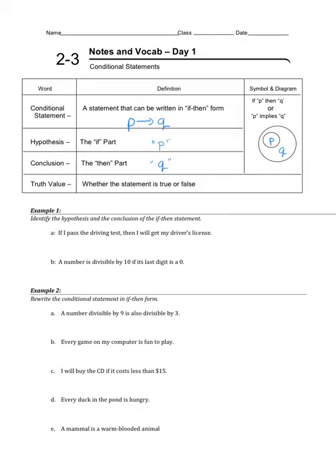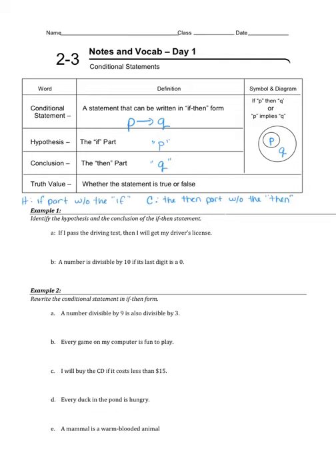Let's look at example 1. We're just going to talk about which part is the hypothesis and which part is the conclusion. So as we look at example 1, I want you to keep in mind that when we're picking out the hypothesis and we're picking out the conclusion, the hypothesis is the if part without the word if, and the then part is the then part without the word then.